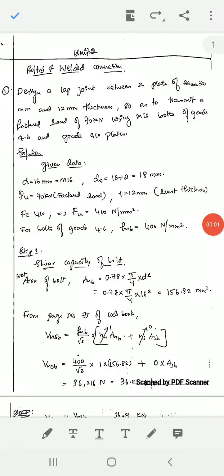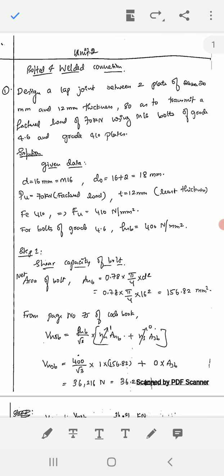Good morning. Let us discuss unit 2, that is bolted and welded connection. From this unit, you will have 35 marks for the exam. There may be 5 marks theory and 30 marks problem, 15, 15. From bolted connection 15, welded connection 15 marks problem. There is a chance of 10 marks theory questions and 25 marks problems. So we'll briefly explain and go.